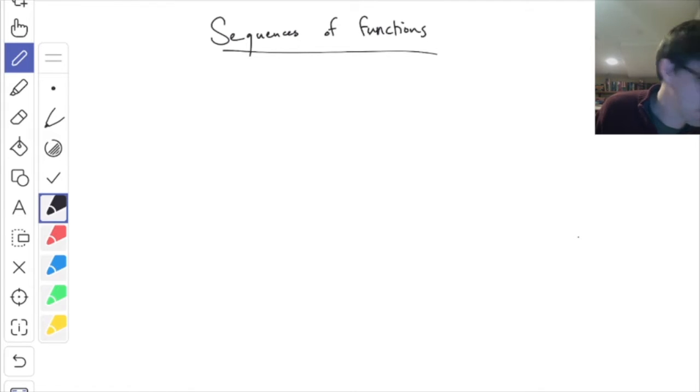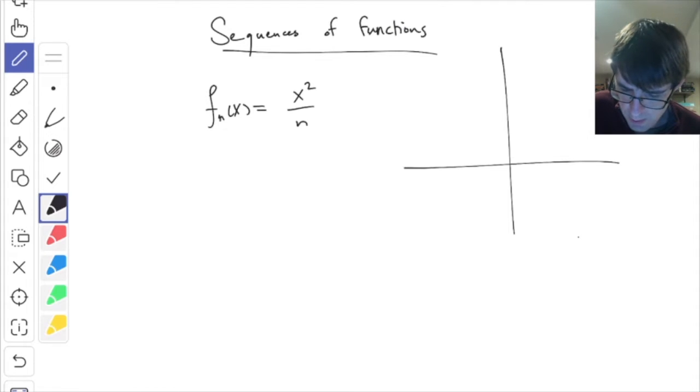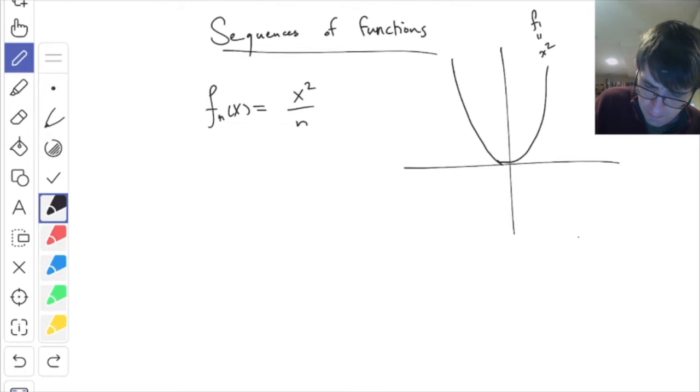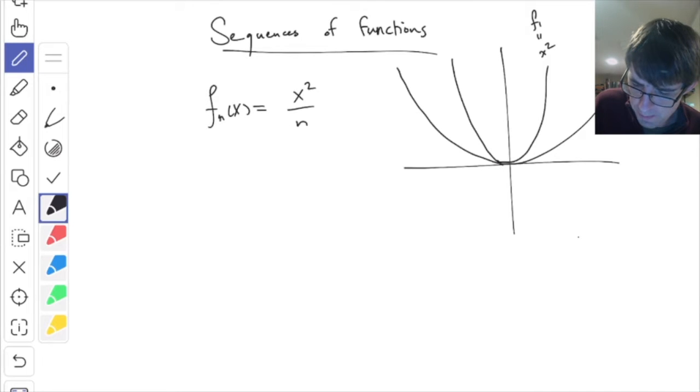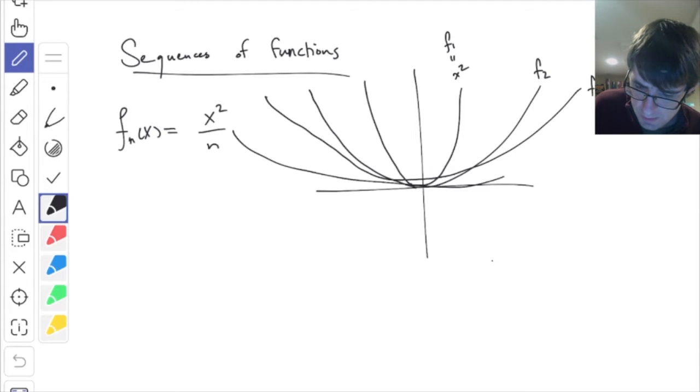One of the examples I said last time was something like this: f_n of x equals x squared over n. This sequence of functions begins with x squared, which is a nice parabola. This is f1. Then f2 will be x squared over 2, which is sort of similar, but all the y values are cut in half. That's f2, and then f3 would be like this. f4 would be like this, etc.